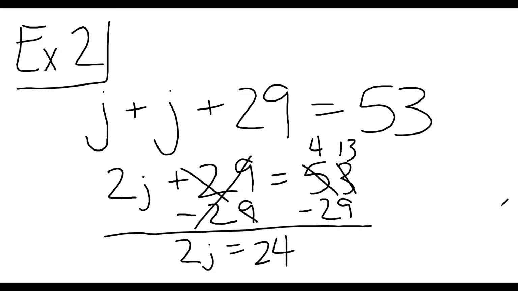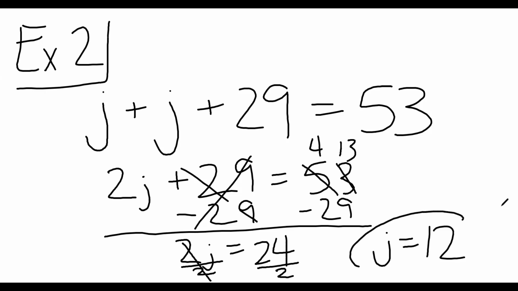So divide by 2 to both sides. I have J equals 12 because I took 24 divided by 2. So I divided both sides by 2. Divide the left side of the equation by 2, divide the right side of my equation by 2, and you're left with J equals 24 divided by 2, which equals 12. So Juan is 12 years old. That's what we just solved for.